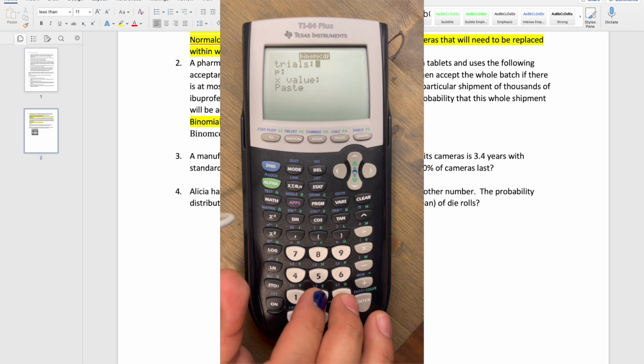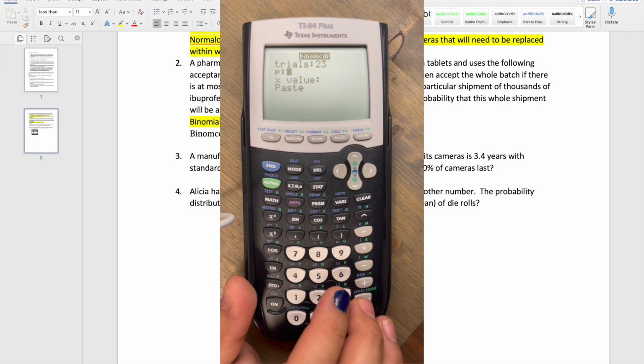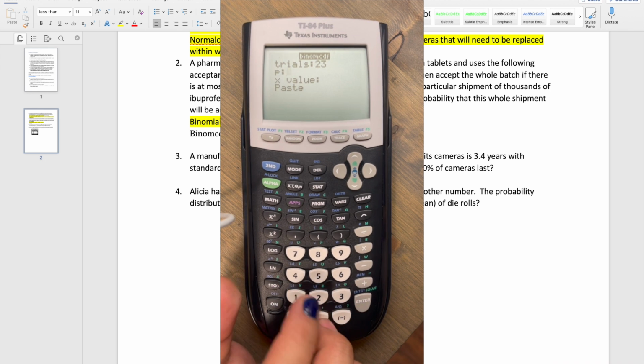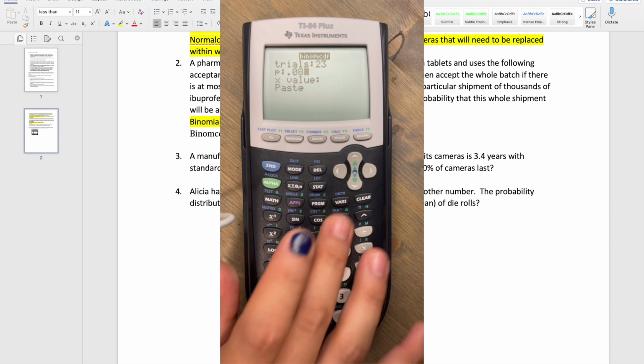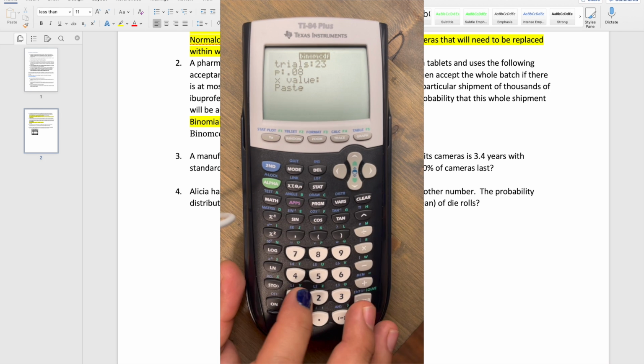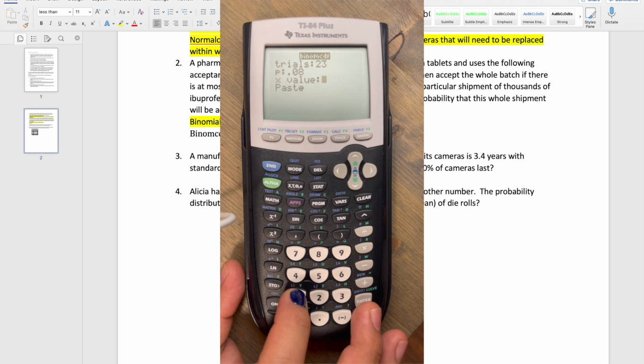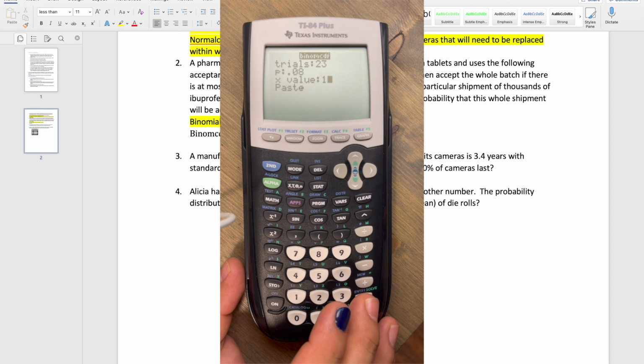So we said 23 trials. P is 0.08. And then we want to know our number. And why I use binomial CDF is it can be up to the number. And that number is 1, because they will only accept at most 1. Okay.